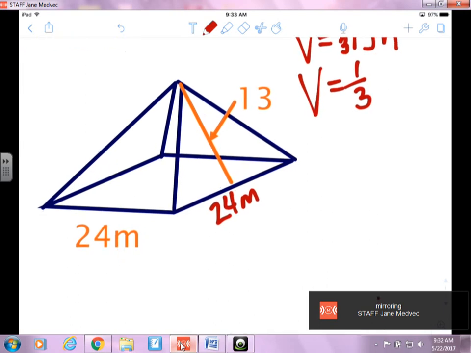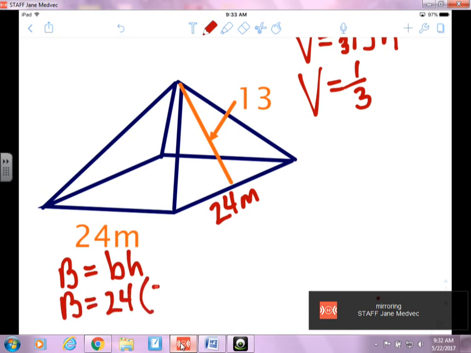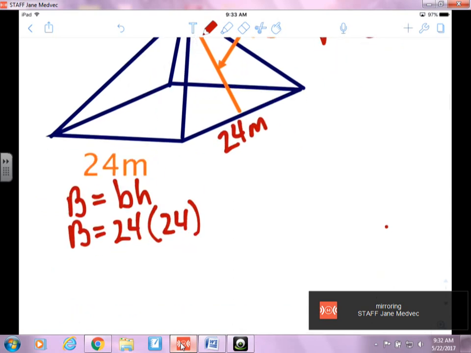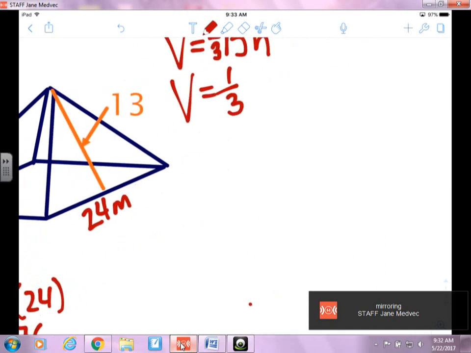Okay, so again, I'm going to come down here. The base is base times height because it is a square. Big B is 24 times 24. And when I do that, I end up with 576. And again, I'm not going to put my label yet because I'm not done with my problem. All right, so I'm going to come up here and I'm going to go, this is 576. Right, and I need my height.